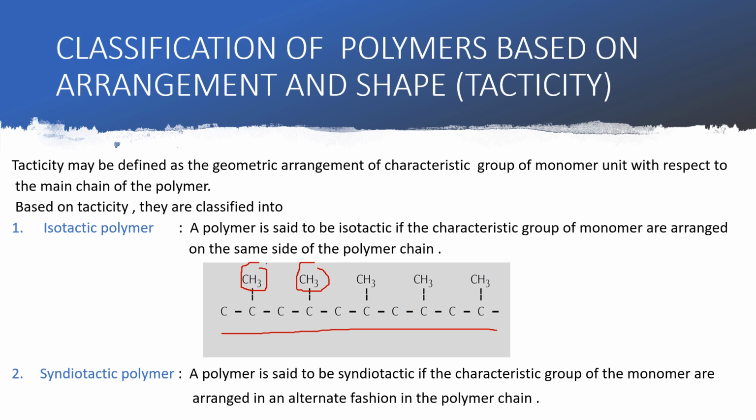Next one is syndiotactic polymer. A polymer is said to be syndiotactic if the characteristic groups of the monomers are arranged in an alternate fashion in the polymer chain. Means the characteristic groups of the monomers are arranged in the alternate fashion. Means one will be above and another will be below.